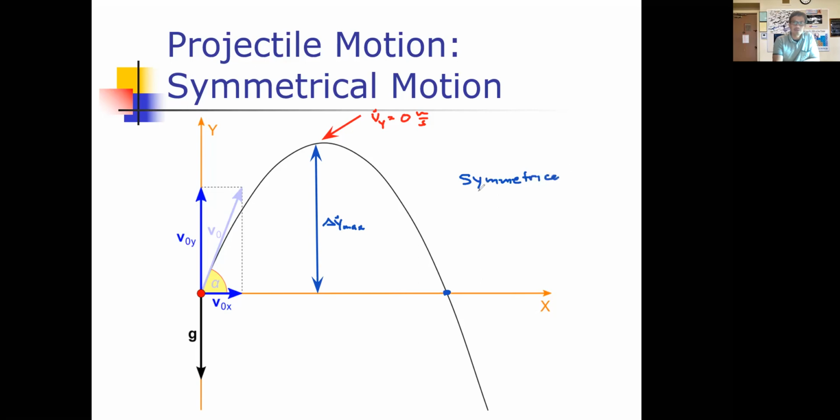Okay, there's symmetry here. If you draw a line straight down here, the left side of the parabola is exactly the same as the right side. There's a symmetry that we have there, and we can take advantage of that. We can use that to our advantage.